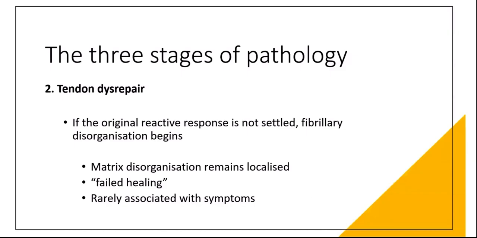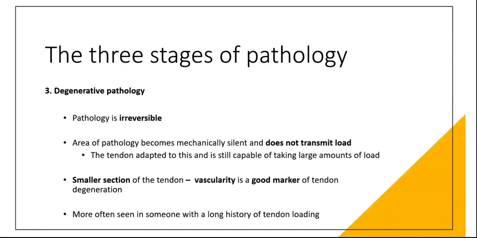The second stage of pathology is the tendon disrepair. If the original reactive response is not settled, fibrillary disorganization begins. So the matrix disorganization remains localized. You get a kind of mechanism of failed healing, but rarely this is associated with symptoms. And that brings me to the third stage, and the third stage is the degenerative pathology. And this pathology is really irreversible.